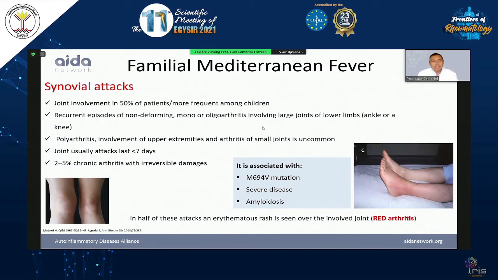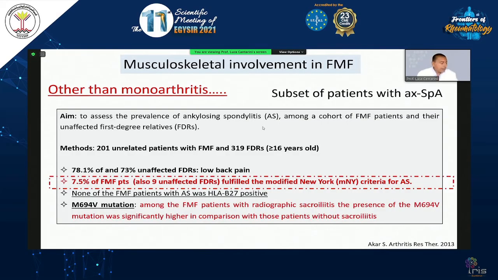In most cases, arthritis attacks last less than 7 days, but 2–5% of patients may develop a chronic arthritis with irreversible damage. The onset of arthritis in patients with FMF is usually associated with the most severe mutation, the M694V mutation, which is usually associated with the more severe disease course and also associated with the development of amyloidosis. I want to remind you that about 7% of patients with familial Mediterranean fever may have an axial spondyloarthritis, and they may fulfill the modified New York criteria for diagnosing ankylosing spondylitis.